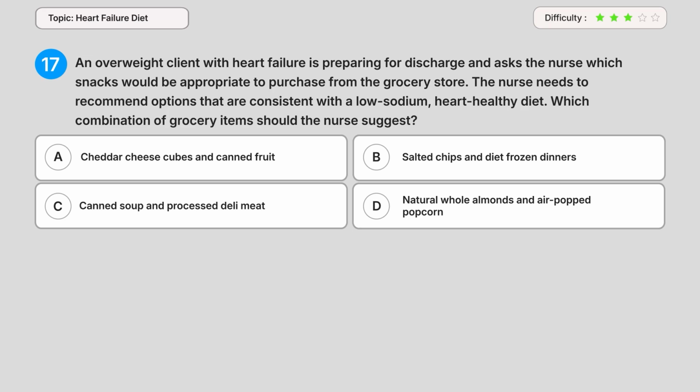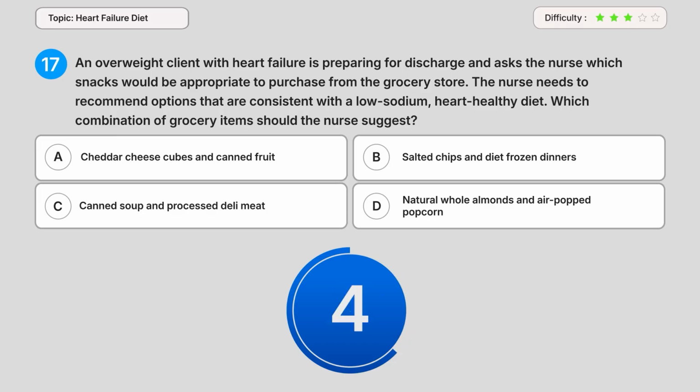A. Cheddar cheese cubes and canned fruit. B. Salted chips and diet frozen dinners. C. Canned soup and processed deli meat. D. Natural whole almonds and air-popped popcorn. Can you guess the answer?